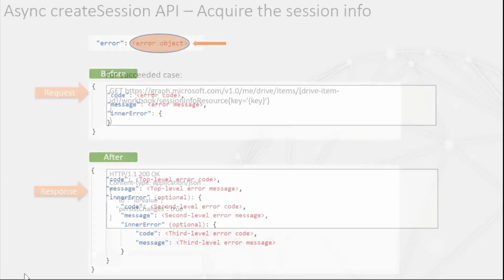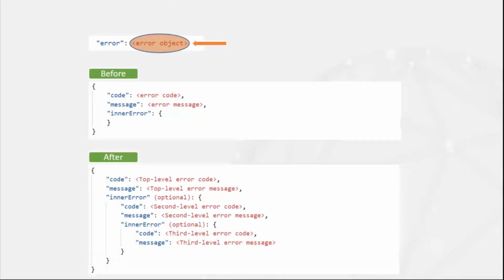Okay. Next update, I want to introduce the improvement we made to provide more detailed information for Excel errors. You can see the comparison between before and after for the error object in Excel Graph. In the past, the error object has properties of error code, error message, and inner error.